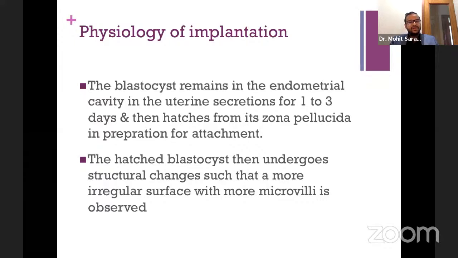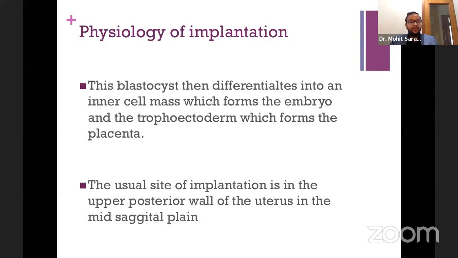Now, before implantation occurs, the blastocyst remains in the endometrial cavity and in the uterine secretions for 1 to 3 days. Then what we know as hatching occurs. That means the zona pellucida sheds and the blastocyst hatches out from the zona. The hatched blastocyst then undergoes structural changes such that a more irregular surface with more microvilli is observed, and this eventually adheres to the endometrium. The blastocyst then differentiates into an inner cell mass, which eventually forms the embryo, and the trophoectoderm, which forms the placenta. The usual site of implantation in the uterus is in the upper posterior wall in the mid-sagittal plane.